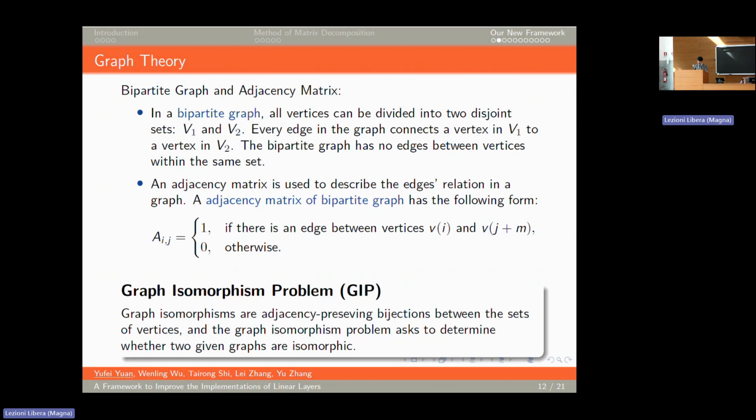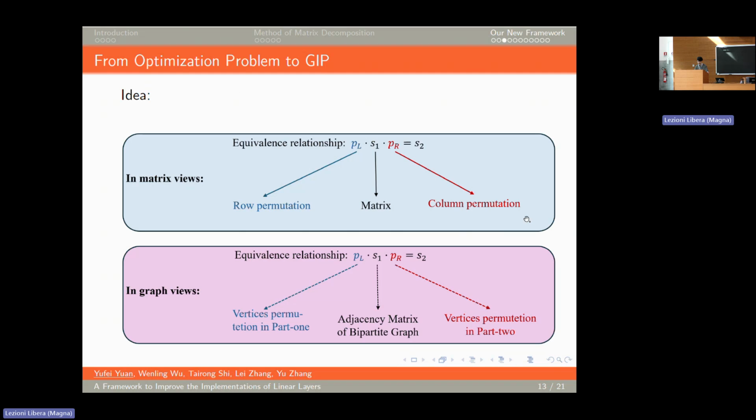So we can use a special adjacency matrix to represent the bipartite graph. Namely, if there is an edge between the ith vertex and the jth vertex in the other vertex set, the entry of the adjacency matrix at position ij equals 1, and otherwise 0. On the other hand, the graph isomorphism problem, or GIP, is an interesting problem in graph theory. Graph isomorphisms are adjacency-preserving bijections between the sets of vertices, and the graph isomorphism problem asks to determine whether two given graphs are isomorphic.